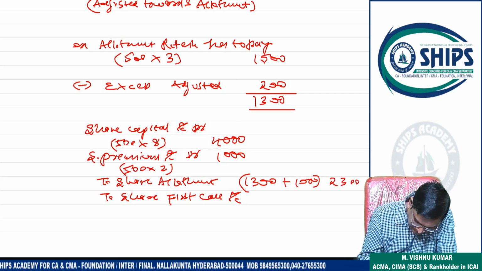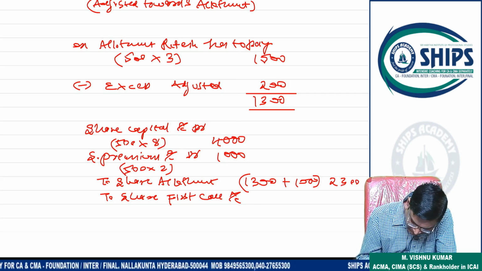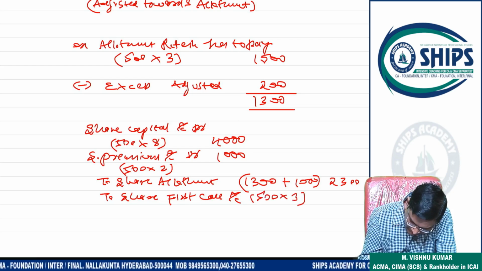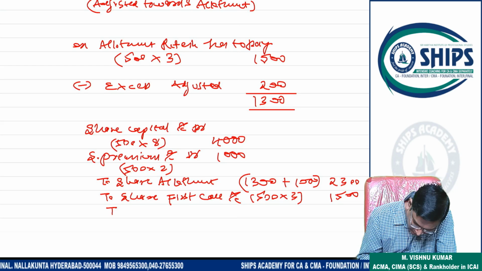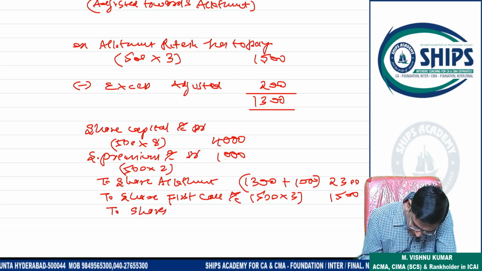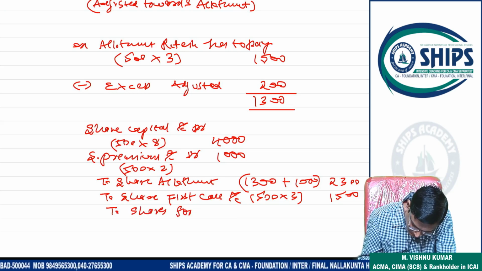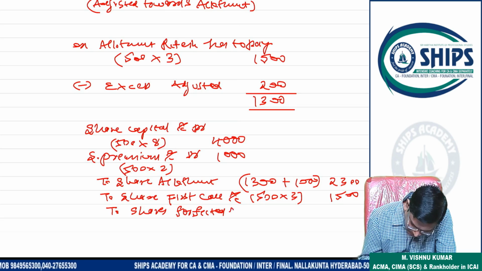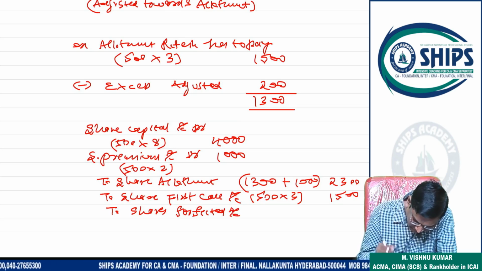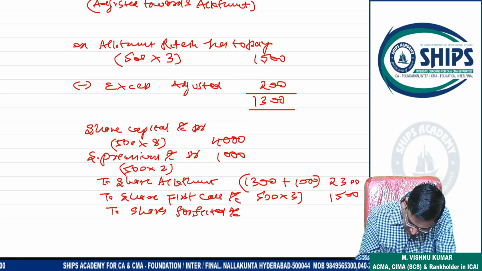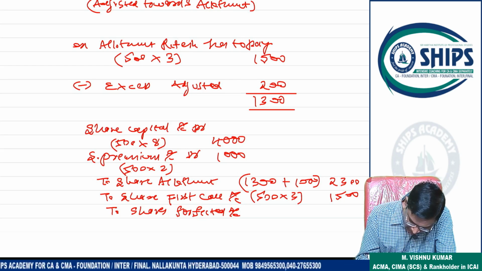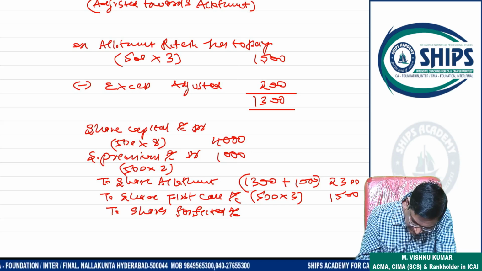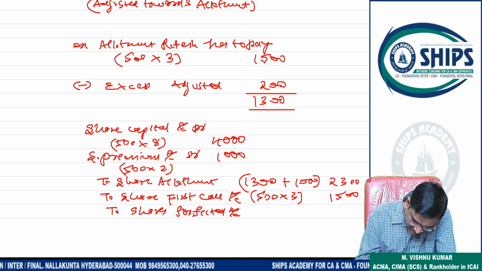Okay, right sir. Share first call. So on 500 shares, 3 rupees is not paid. So 1500. What is paid? Shares forfeited. Okay, so what is paid? That is credited. So 3800 rupees is paid. Sorry, not paid. Out of 5000, 3800 is not paid. So how much paid?